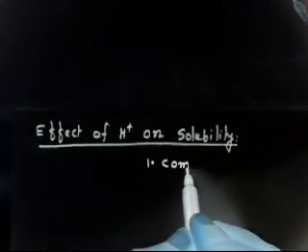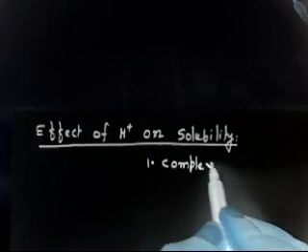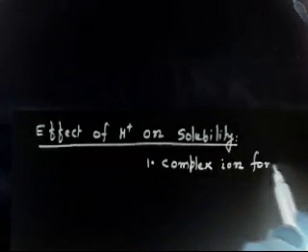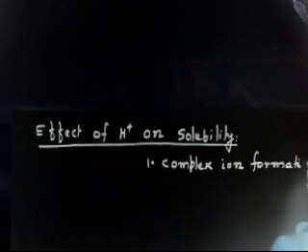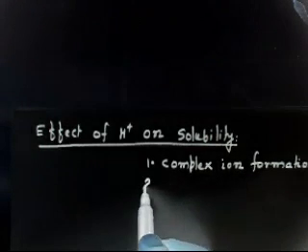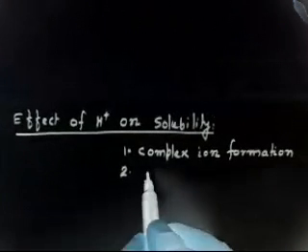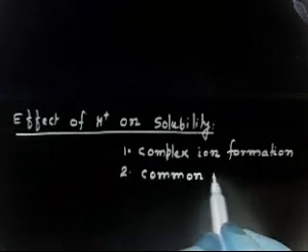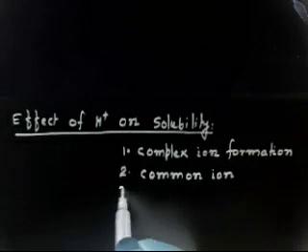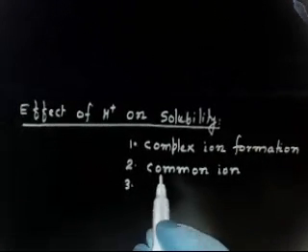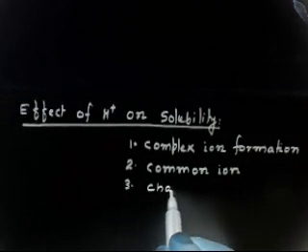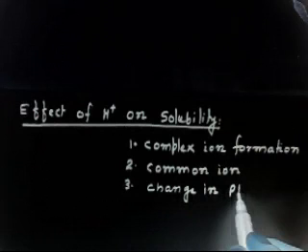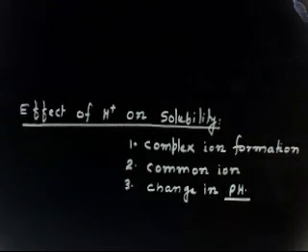So one way to change the solubility is complex ion formation. This we have seen. Another way to change the solubility is to add some common ion. And you can also change the solubility basically by changing the pH. Change in pH can also be used to change the solubility. So change in pH is another way to change the solubility.